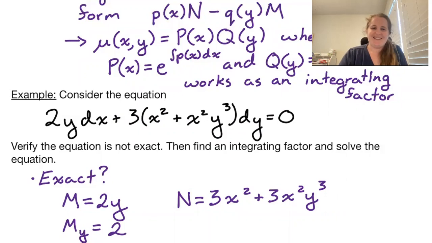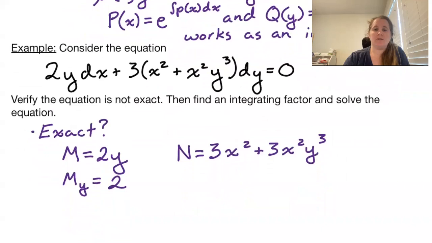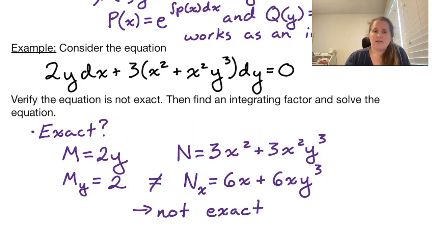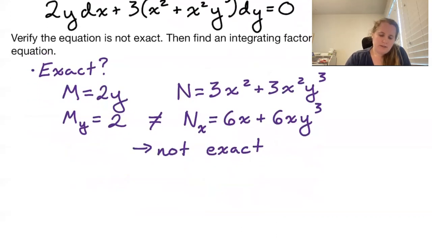Trying again. So we had M was 2y, therefore the partial with respect to y of M is just 2. And if we distribute our 3, N is 3x squared plus 3x squared y cubed. So that its partial with respect to x should be 6x plus 6xy cubed. So these are clearly not equal to each other, and so it's not exact. From here, we need to find an integrating factor.